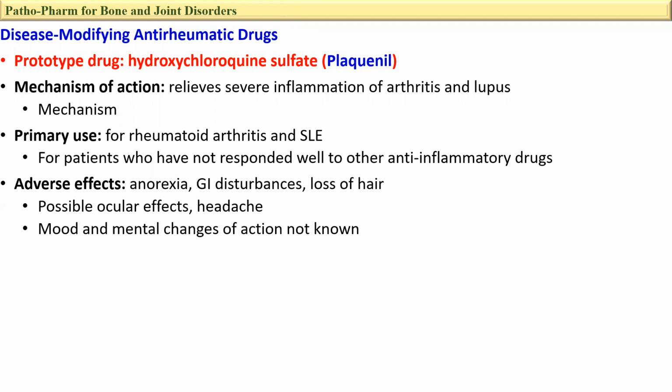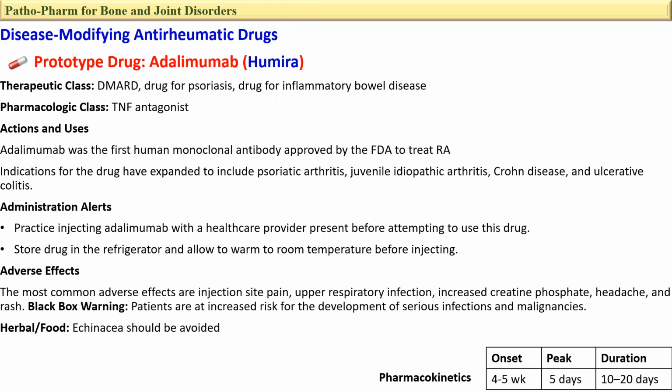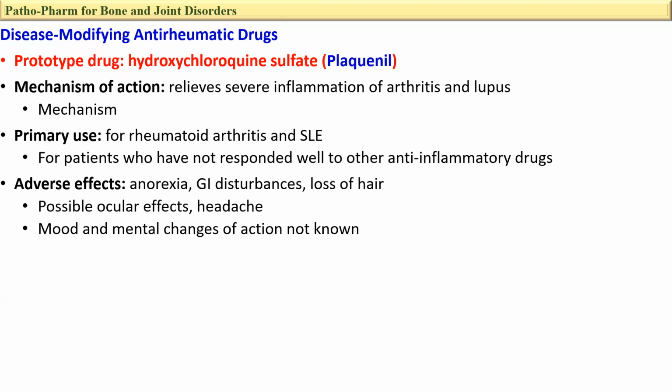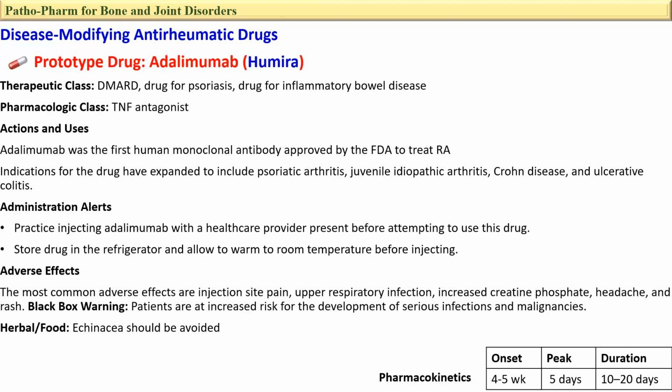Plaquenil, or hydroxychloroquine sulfate, which is a DMARD, disease-modifying antirheumatic drug, a drug for psoriasis, for inflammatory bowel disease. It's a TNF, tumor necrosis factor antagonist. So this drug was adalimumab, which is Humira. So we have two prototype drugs here, hydroxychloroquine and Humira.